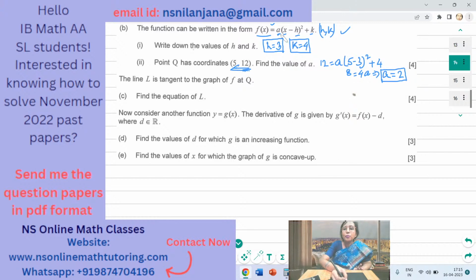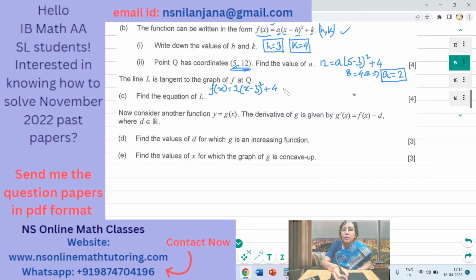Okay, so first of all, let us write the function expression over here. f of x is equal to 2 times (x minus 3) squared plus 4.